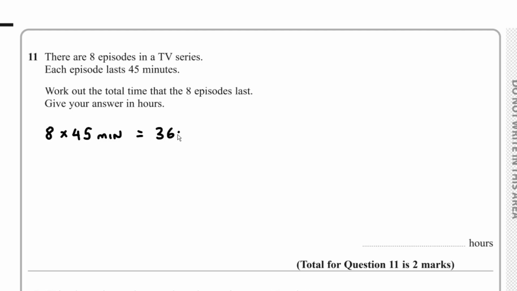And altogether I get 360 minutes. Now to go from hours to minutes, times by 60, and minutes to hours, you have to divide by 60. So 360 divided by 60 is 6. So here we have 6 hours.